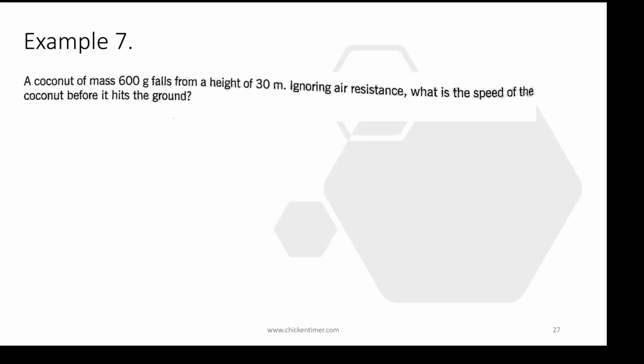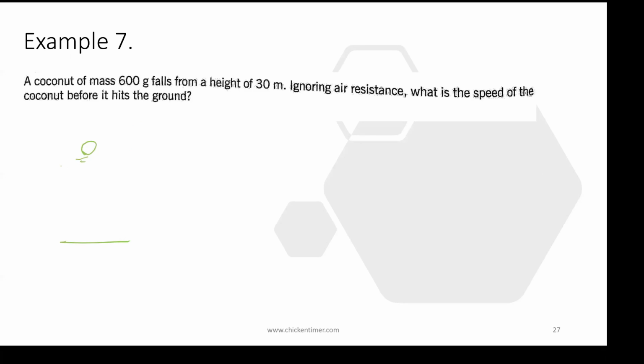Okay, say this. Example 7. A coconut of mass 600 g falls from a height of 30 m. What is the speed of the coconut before it lands on the ground?